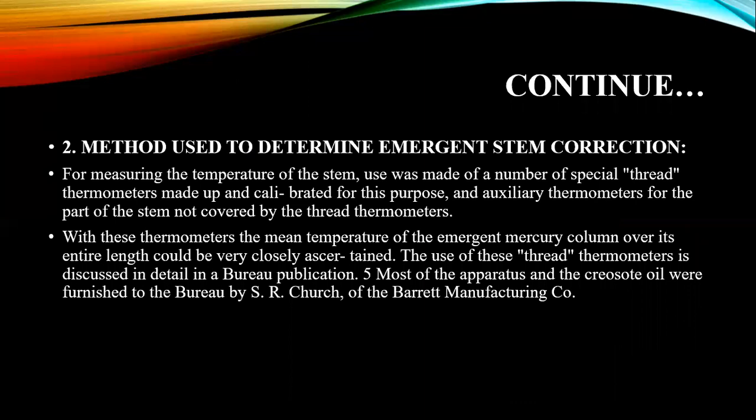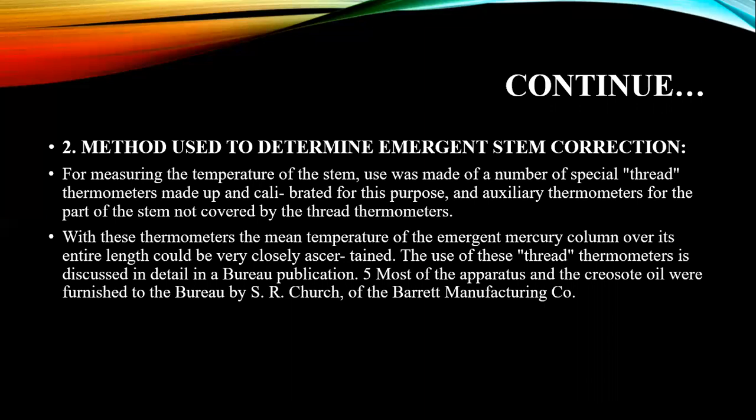Second, methods used to determine emergent stem correction. First, for measuring the temperature of the stem, use was made of a number of special thread thermometers made up and calibrated for this purpose. An auxiliary thermometer was used for the part of the stem not covered by the thread thermometer. With this thermometer, the mean temperature of the emergent mercury column over its entire length could be very closely observed. The use of this thread thermometer is discussed in detail in a previous publication. Most of the apparatus and the crystal were introduced by the Bureau of Standards.